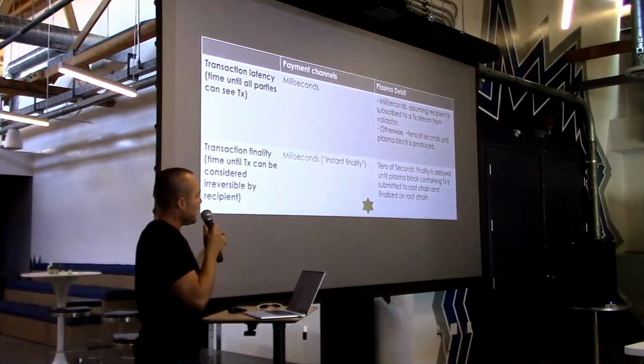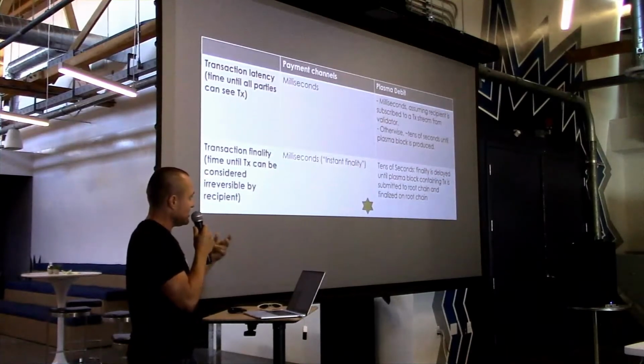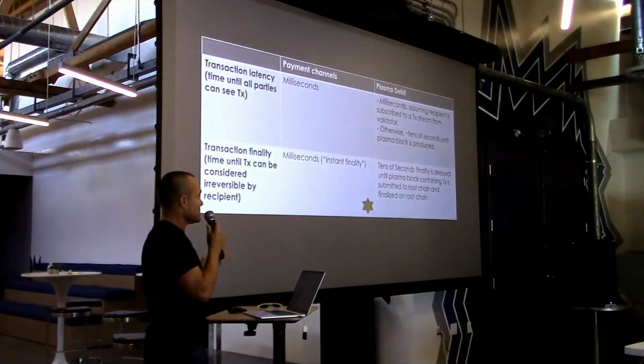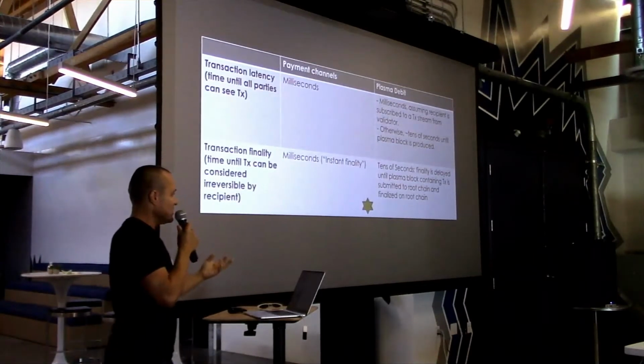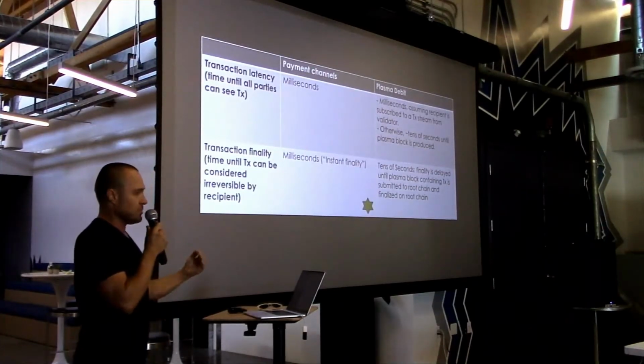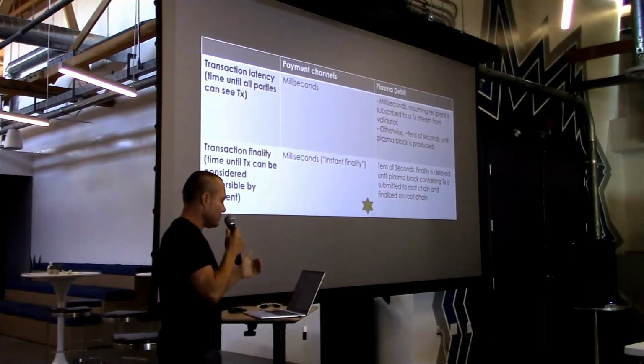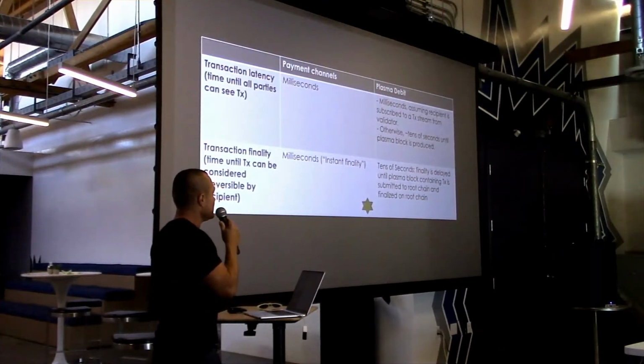In Plasma, it could be a little bit longer because there's an operator involved, so the payment is actually going to the operator. And if the recipient, say Bob, is subscribed to streaming transactions from the operator, he can see the transaction pretty fast, potentially within milliseconds. Otherwise, if the recipient is just looking at Plasma blocks to see what is the next block produced that includes this transaction, it's going to take longer.